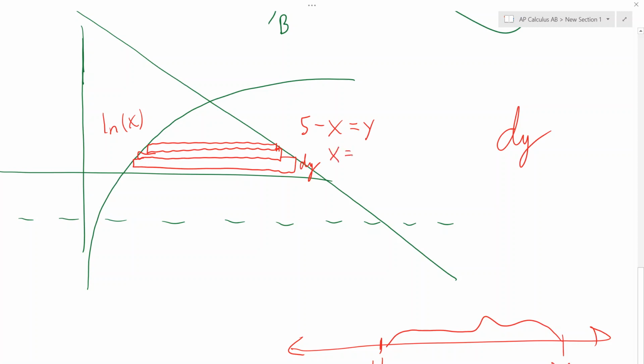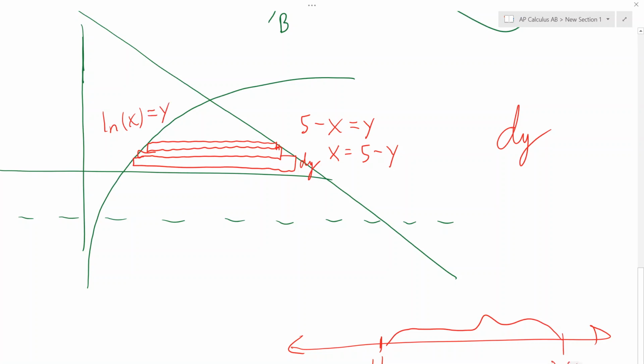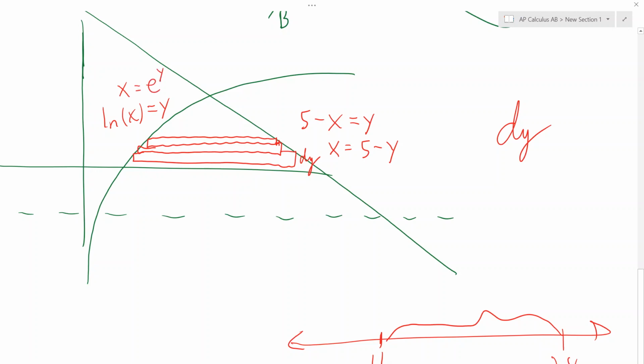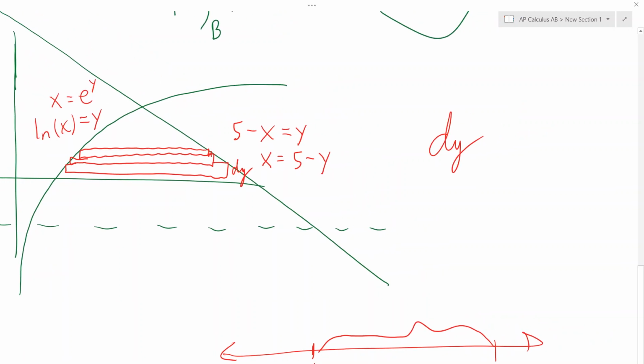This is just x equals 5 minus y. Is that okay? And the other one, ln of x equals y, is the same thing as x equals e to the y. Is that okay? So the width of those rectangles is 5 minus y minus e to the y. We're still subtracting the curves, but it's the right minus the left now, and we have to do it in terms of y. So this is 5 minus y minus e to the y dy. That's the area of one of them.